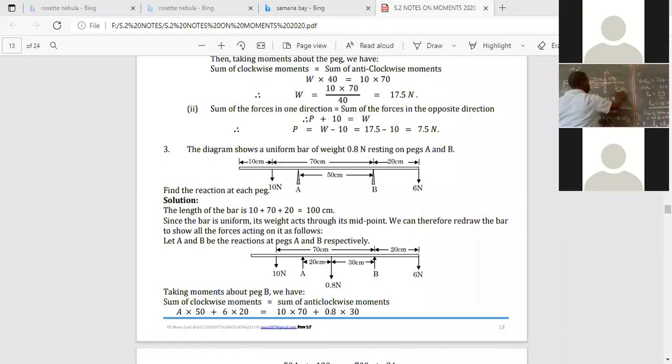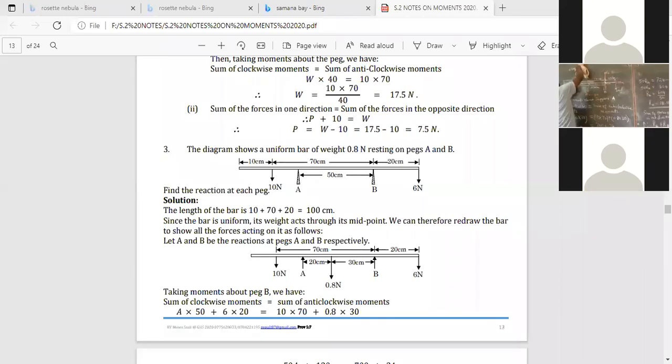Okay, we start with the 10. What will be the direction? It will move downwards. We go down. Okay? We go to R about A. Will it have a moment? No. Why? You tell me the reason. It's at the pivot. The moment it is at the pivot, the moment is 0.